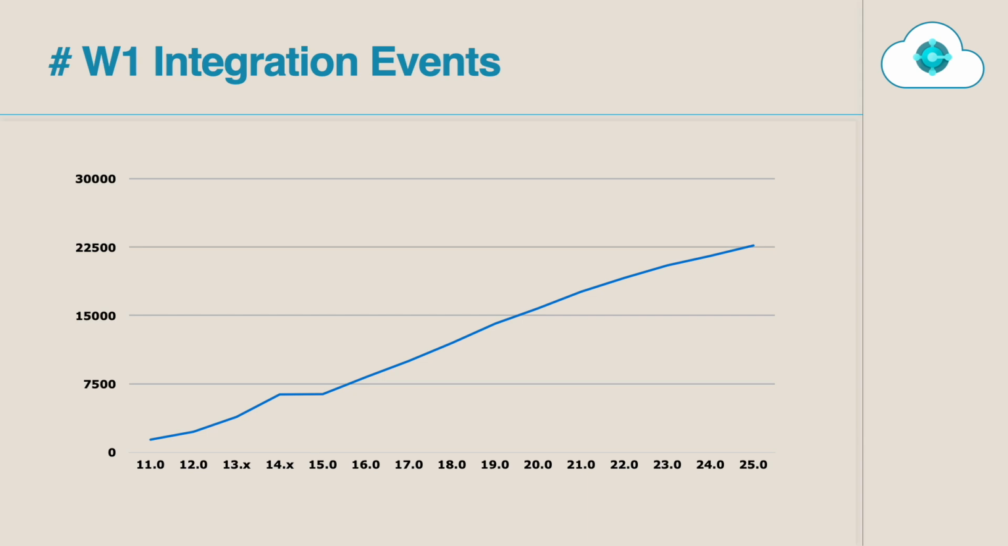I'll show you a slide about the history of how these events came about. We started in version 9 with no events. We added a couple for workflow, and in the first version we shipped, I think, like 300 events. Right now, in version 25, I think we have 22,500 events.